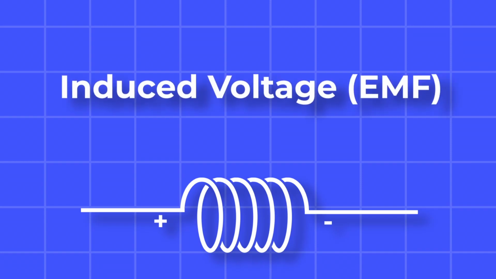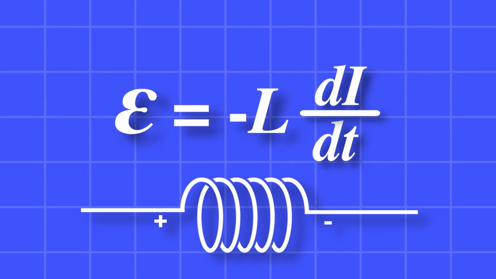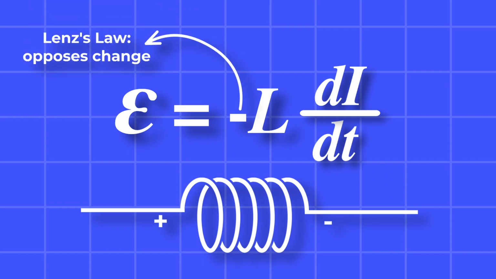The induced voltage, also called EMF, equals -L times the rate of change of current. The minus tells us the inductor's voltage opposes the change in current. That's Lenz's law. The faster the current changes, the larger the voltage.